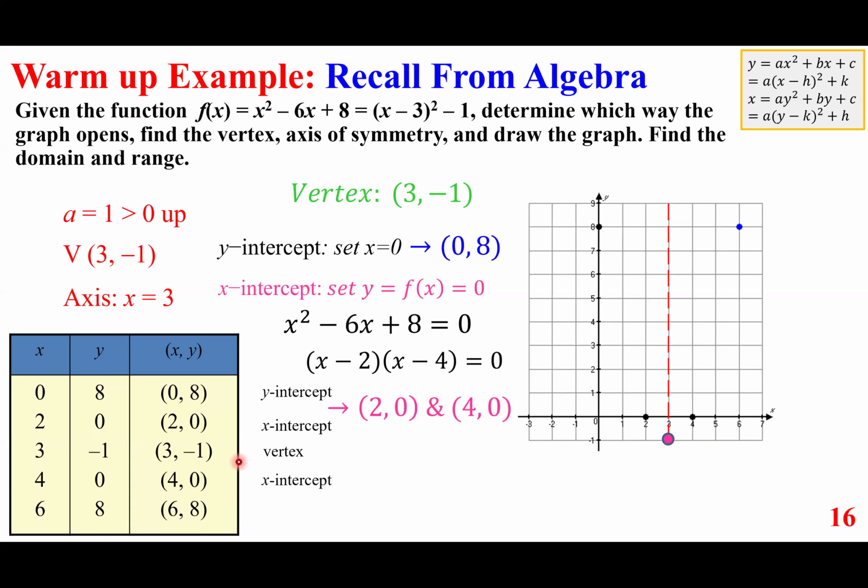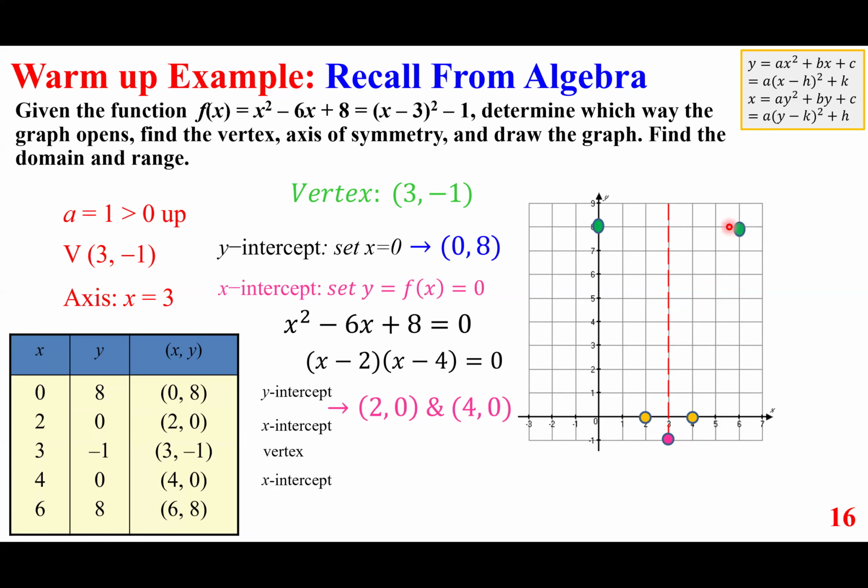So this is the vertex located at 3, negative 1. That's the y-intercept of 0, 8. Those are the x-intercepts of 2, 0 and 4, 0. Now, according to the axis of symmetry, if we go 3 to the left, we get to the y-intercept. So if we go 3 to the right, we must get another point. And that has coordinates 6, 8.